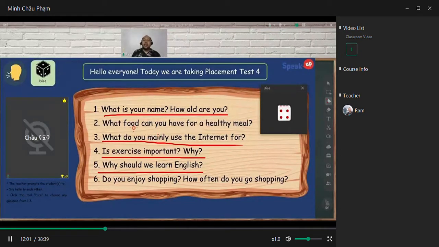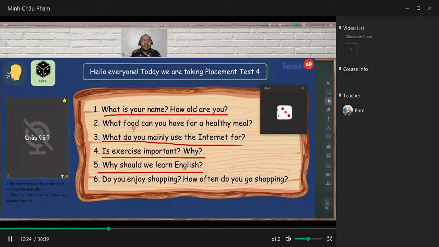Right, exactly. Exercise is important because it helps your health. More than anything, it's for your health, right? So eating well and exercising well is very important. Okay, we just have one question left, either question number 2 or question number 6. Can you please click the dice for me?